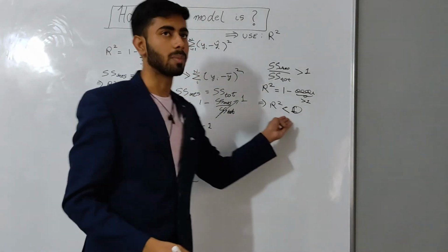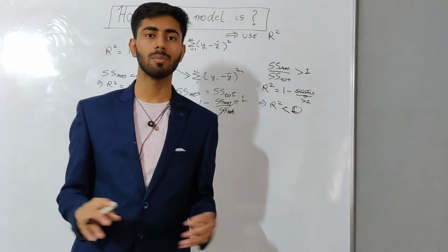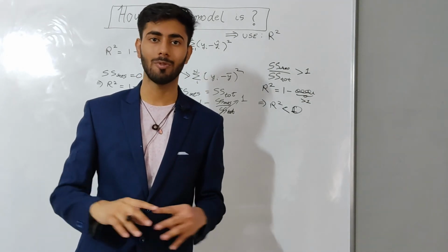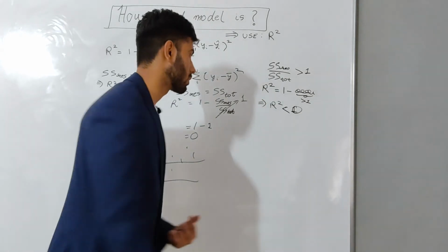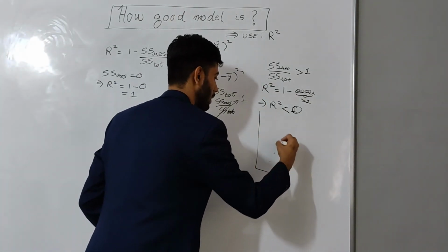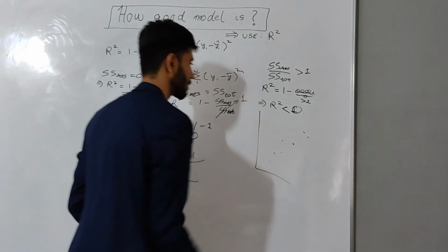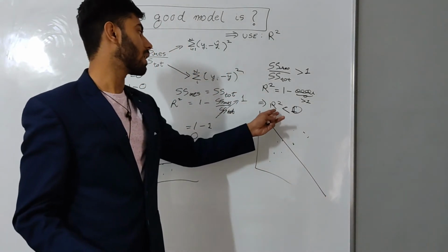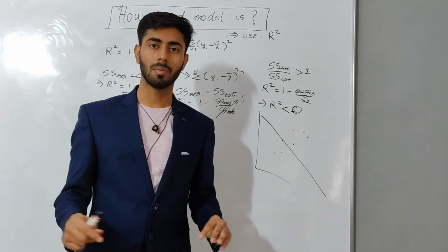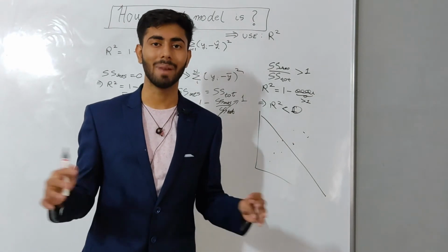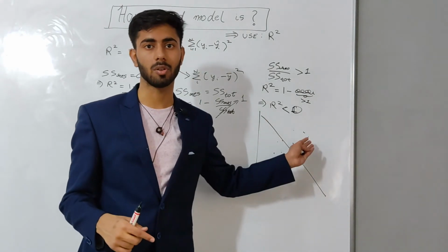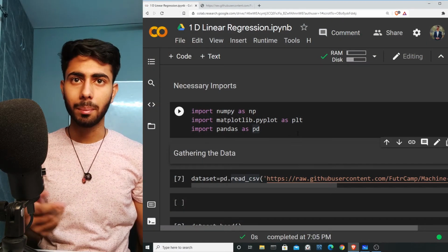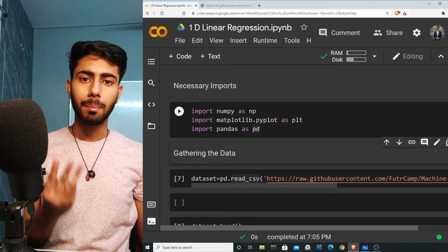Now what does it mean? It simply means that my model is absolutely rubbish. It does not work fine with any data set. Suppose my data set is like this, and my linear regression line now will be this. So if my r square is negative, it simply means that my model is extremely bad, or it is the worst case possible.